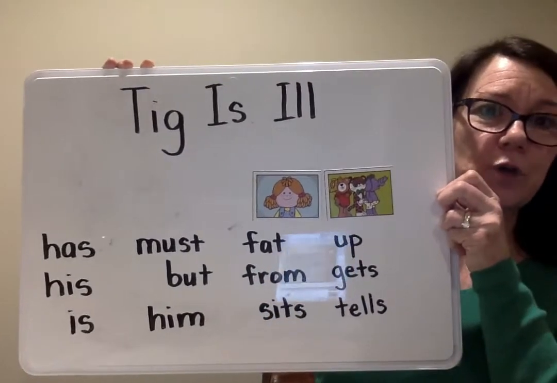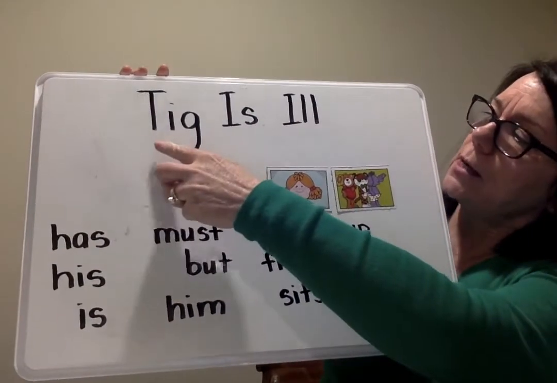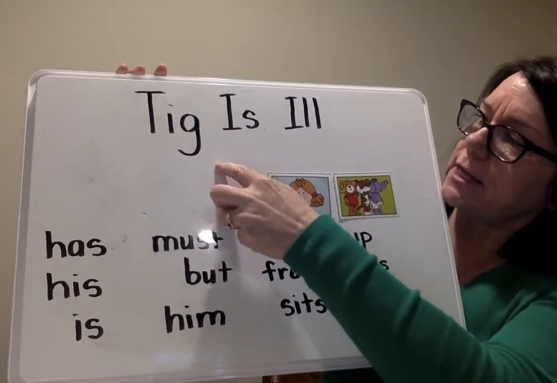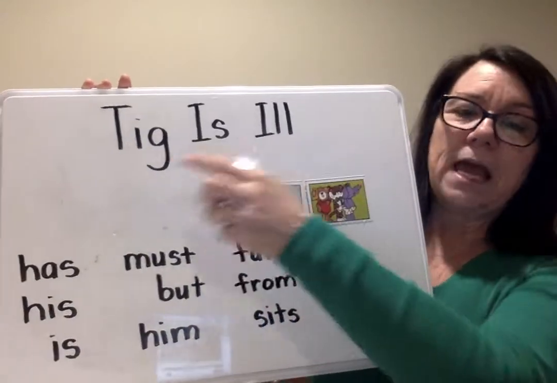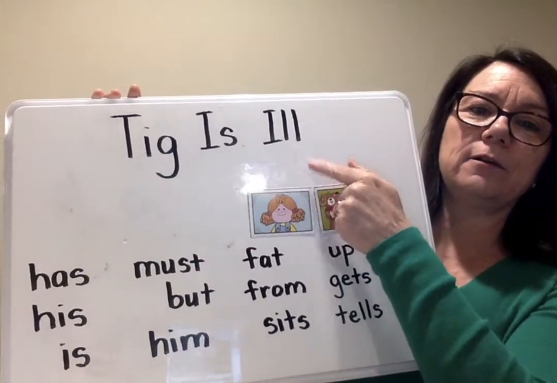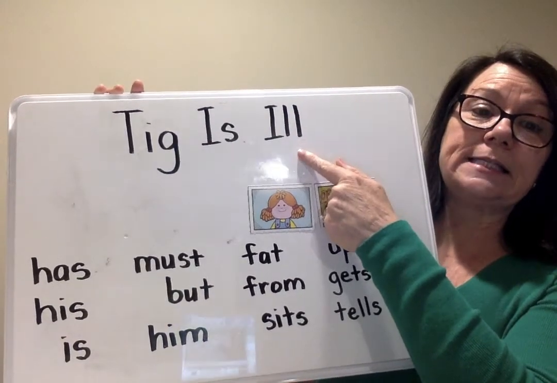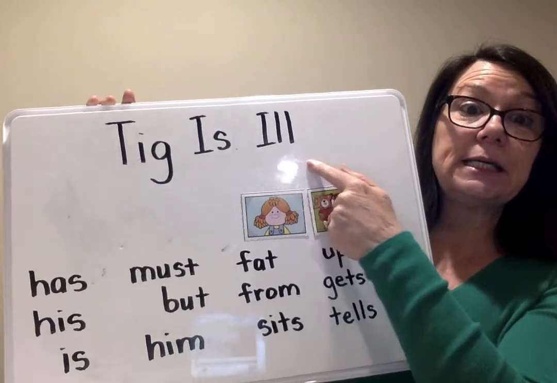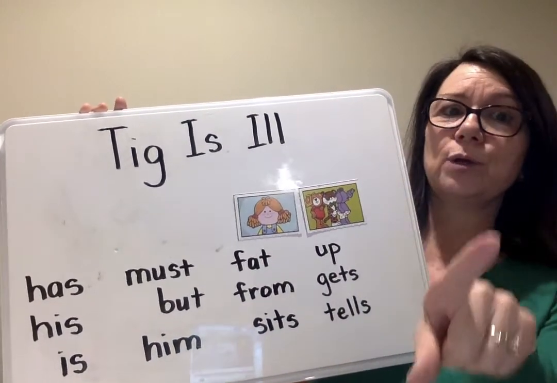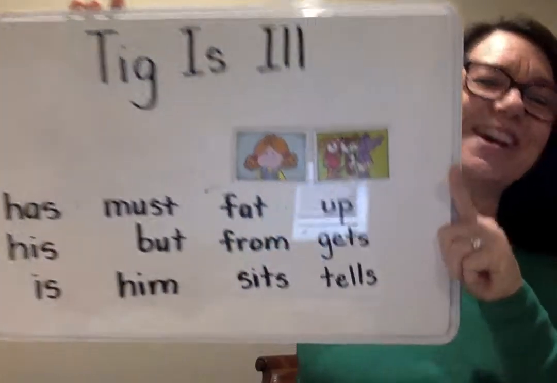So the title of our story for this week is Tig. Tig is ill. Uh-oh. Tig is ill. FLS&Z rule. 2 L's followed by short vowel: ill. 2 letters, but only 1 sound.